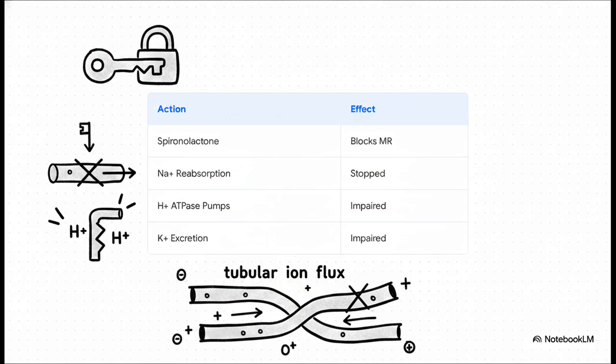Let's wrap up with a quick masterclass on the hidden aftermath of that medical management we just talked about. You've diagnosed bilateral hyperplasia, you've started spironolactone, awesome! But look at the precise cellular mechanism happening in the cortical collecting duct. When you use spironolactone to block mineralocorticoid receptors, yes, you stop the sodium reabsorption driving the hypertension. But you also impair the hydrogen ATPase pumps and the principal cell potassium excretion. You are fundamentally altering the tubular ion flux.